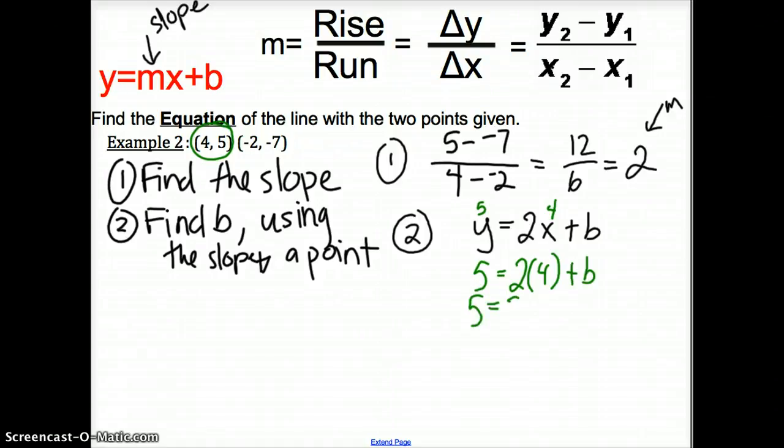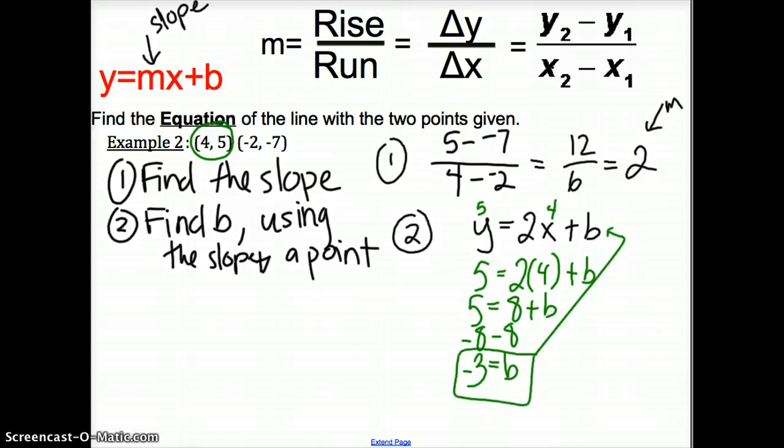So 5 equals 8 plus b. Subtract 8 from both sides. B equals negative 3. There is my b value. So now I have the b value that I was looking for of negative 3. So my equation, it seems, is y equals 2x plus negative 3.